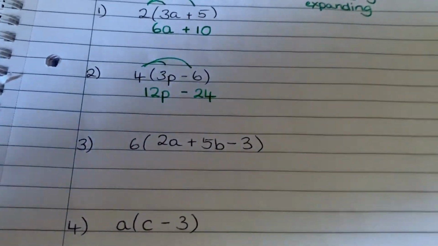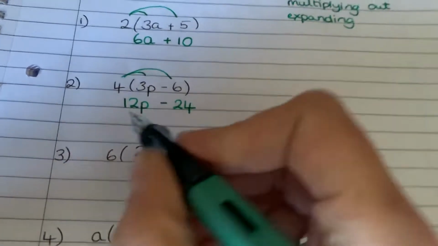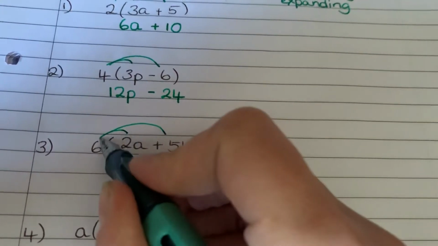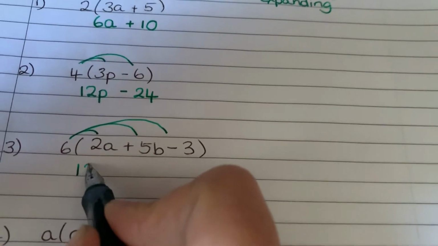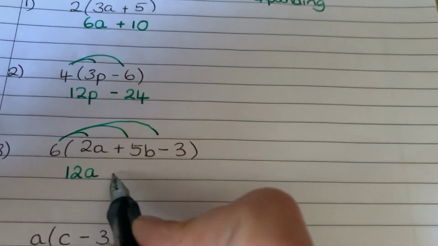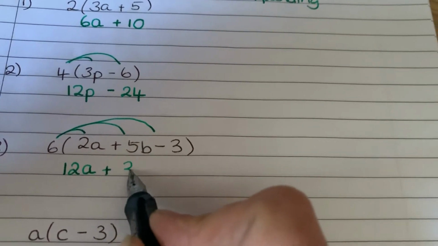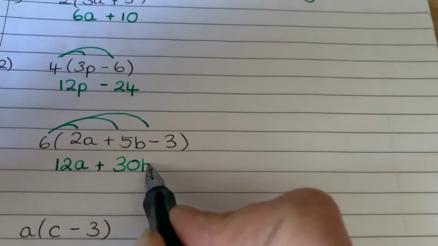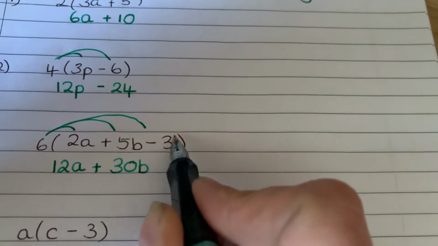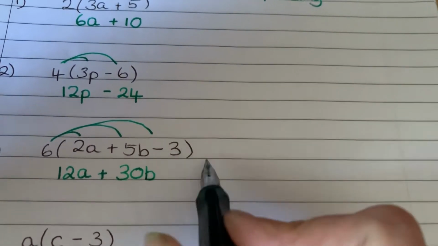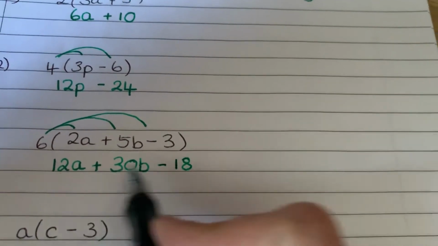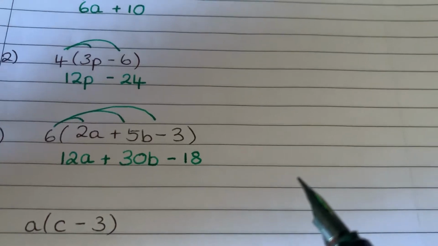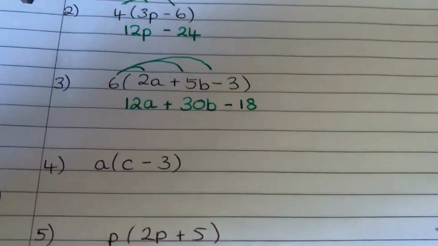Now what have I changed here? I've now got 3 things in the bracket. So I've got 3 things on my claw. So 6 times 2a is 12a, and 6 times 5b is 30b. And then I've got 6 times minus 3, being careful to check for that negative, is minus 18. So I've got 3 terms there because there's 3 things in the bracket. Right, hopefully you can see what's different here.